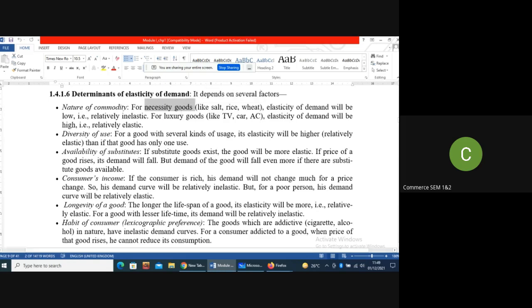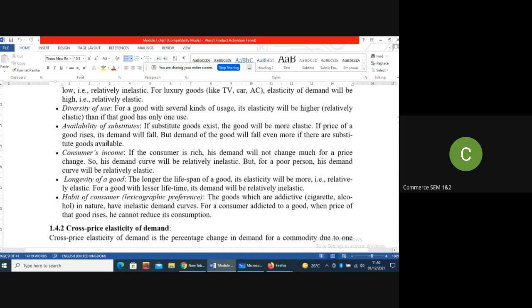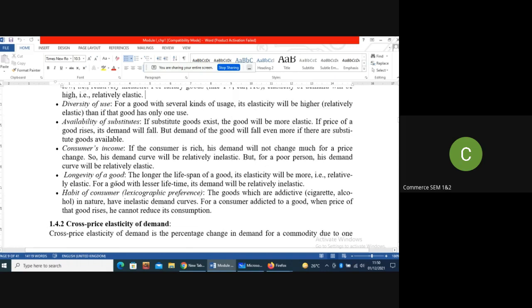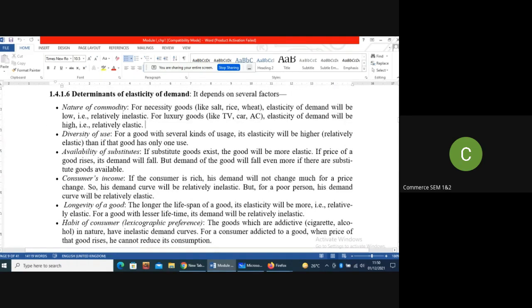That is why the elasticity of necessity goods is relatively inelastic. So demand for those goods does not change much for a change in price. But if the commodities are luxury goods, elasticity of demand will be high or relatively elastic. Change in price for luxurious goods will have a pretty large effect on its demand. Similarly, the other factors, diversity of use, availability of substitutes, consumers' income, longevity of the good or habit of the consumer, these are the different factors that can affect the elasticity of demand.